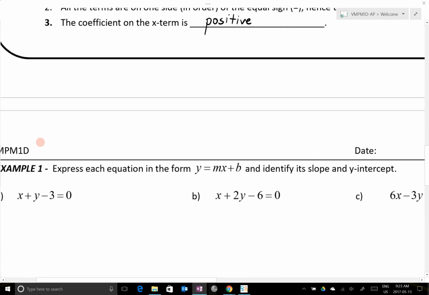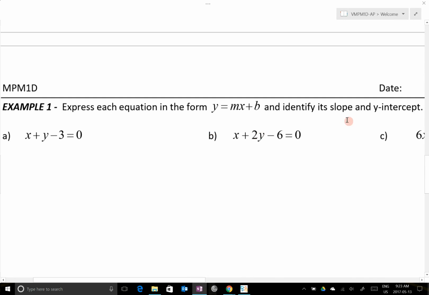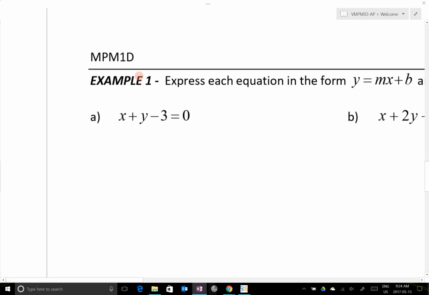Examples: express each equation in the form y equals mx plus b and identify its slope and y-intercept. So the idea is you might get an equation that's in standard form, and you might be asked to graph it. You can't graph it in standard form. You have to turn it into y equals mx plus b form. The way you do that is to isolate y. It's like you're solving for y in the equation. So how do I isolate y?